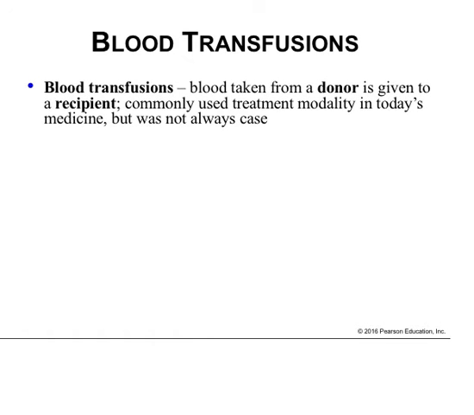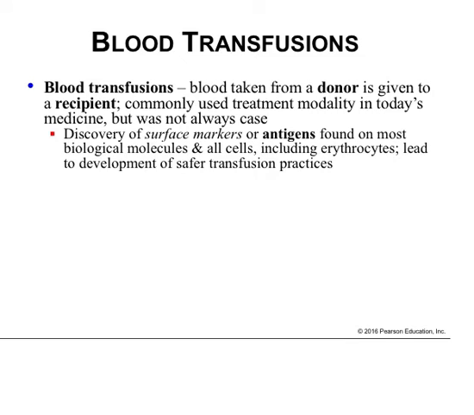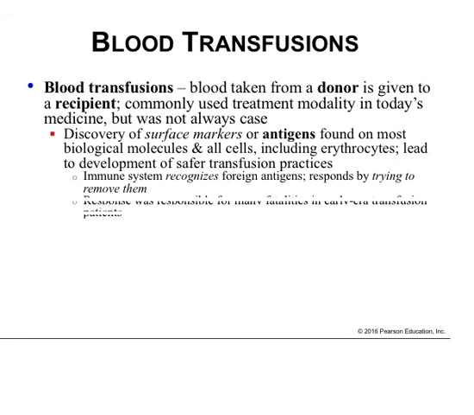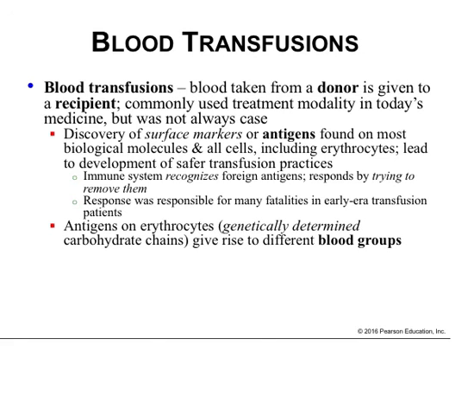Now, blood transfusions are essentially the removal of blood from a donor and the infusion of blood into a recipient. They are commonly used to treat a lot of conditions. The discovery of surface markers or antigens found on most biological molecules in all cells, including erythrocytes, led to the development of safer transfusion practices. The immune system recognizes foreign antigens and responds by trying to destroy them. The response was responsible for many fatalities in early-era transfusion patients.